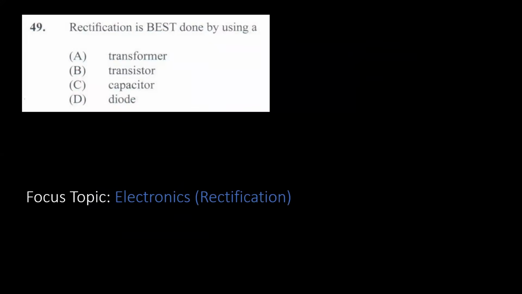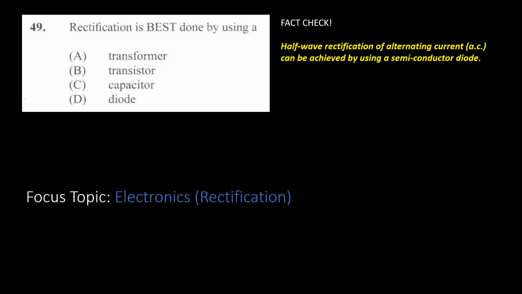Number 49, this has to do with electronics. Now it says rectification is best done by using a. Now, rectification is the process by which alternating current is converted to direct current, and this can only be done by a diode. So our answer is D.